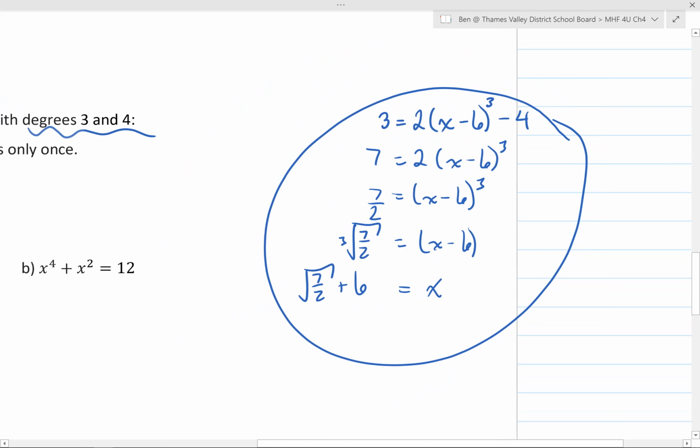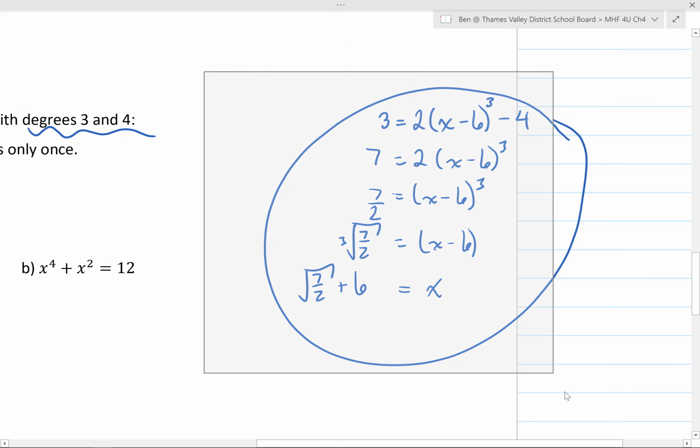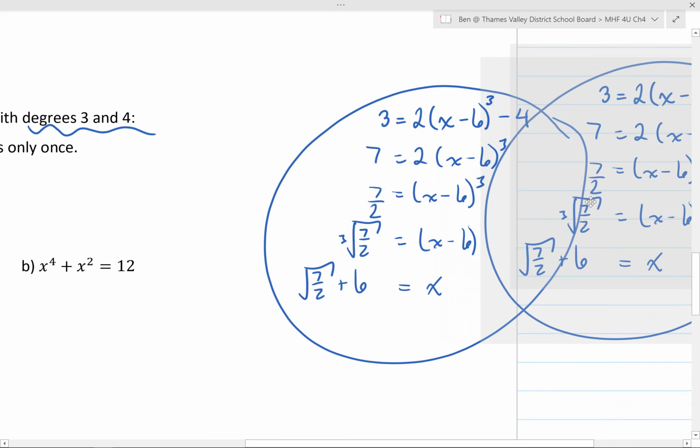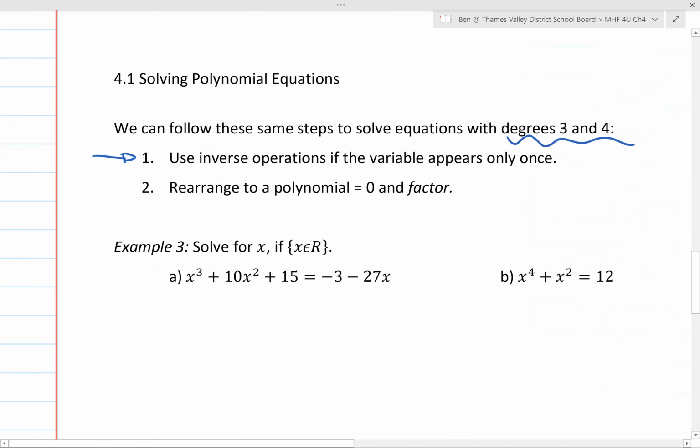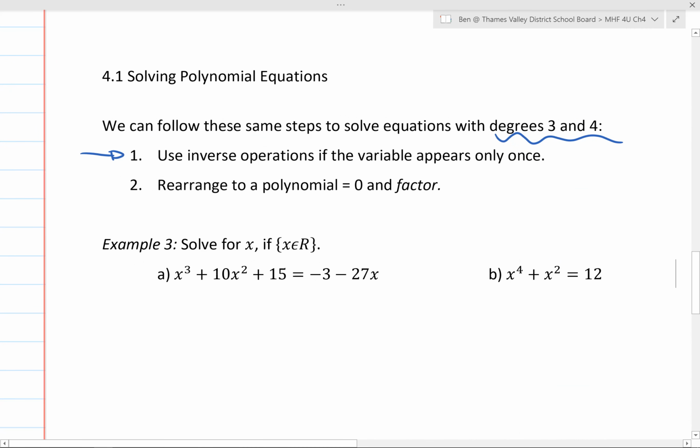Again, that was just an aside. We'll clear that up so we have the space to handle what we're working on over here. If we're not able to use our inverse operations, what we want to do is rearrange our equation so that it's a polynomial set equal to 0. Okay, so that's like step 2a. We rearrange the equation so it's a polynomial equals 0. And then 2b, we factor it. Luckily, we know how to factor these. We've been doing that since section 3.6. We're masters now.